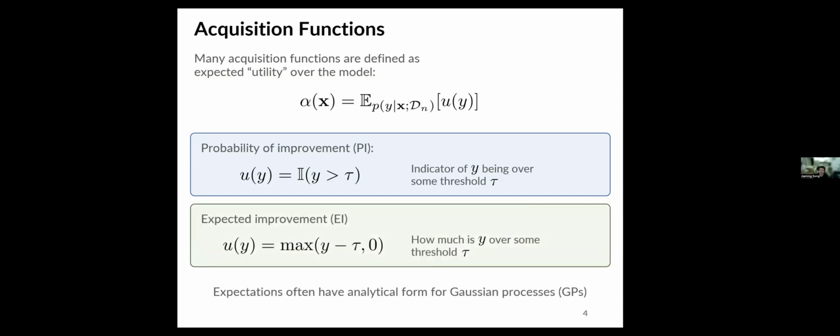And another very popular acquisition function is called the expected improvement. It's sort of like a ReLU function, if you've heard about it. If y is greater than the threshold tau, then the utility returns the difference between the two. Otherwise, it returns 0. So it characterizes exactly the expectation of y being improved over tau. And oftentimes people choose these utility functions such that they have analytical forms for Gaussian processes, and you don't actually have to compute this gradient or compute this integral using, say, Monte Carlo methods.